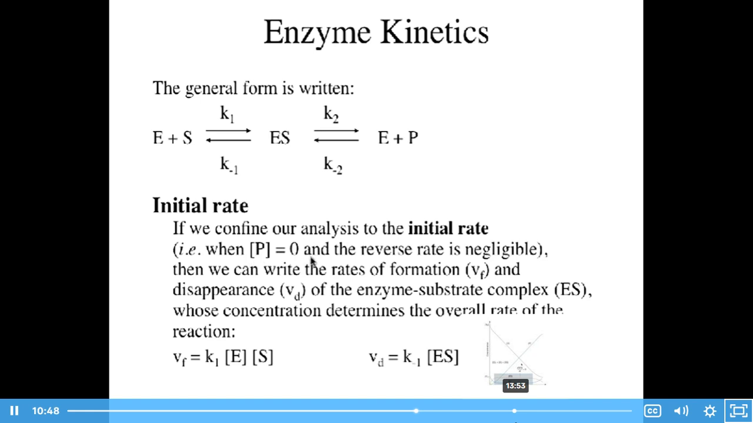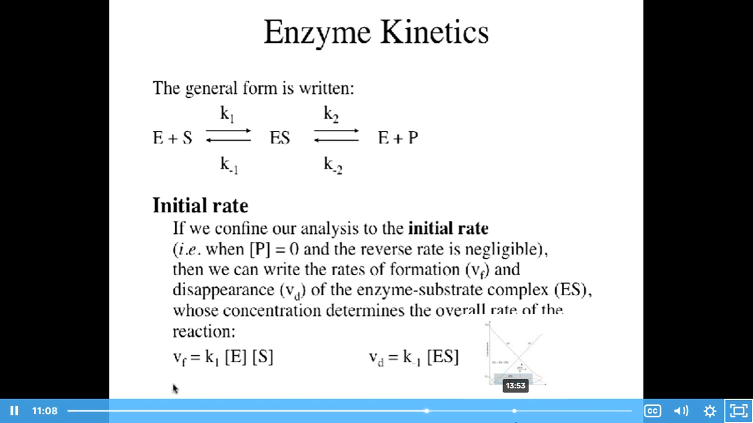And we can make it even simpler if we confine our analysis to the initial rate when there's no product. That is, you mix enzyme and substrate together. In the beginning, there is no product, so the concentration of product is 0, which means enzyme plus product going back to substrate is going to be 0, because the product concentration is 0.